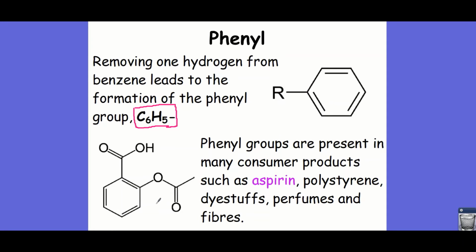An example of a compound that we base on a phenyl ring is aspirin, which is here. So here is our benzene ring, and up here we have a carboxylic acid group. Here we have an ester group. So we start with the benzene and we work forward from there, substituting at different points on the benzene ring with an R group.